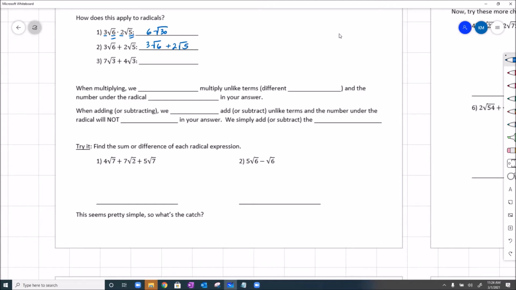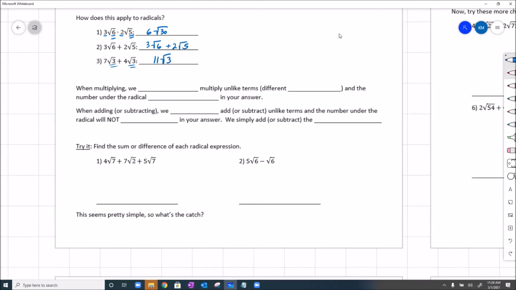Okay. 7 radical 3 plus 4 radical 3. In this case, they're both radical 3s. When we're adding and subtracting, we have to have like terms. We do have like terms. This will give us 11 radical 3. Our numbers on the outside change because we're adding them, but our numbers on the inside don't.